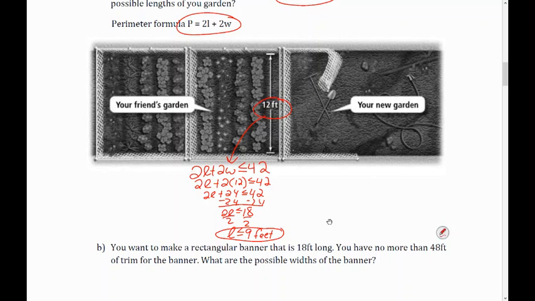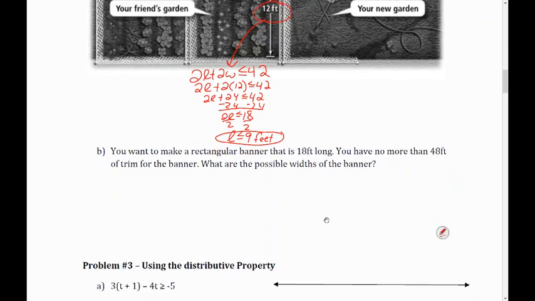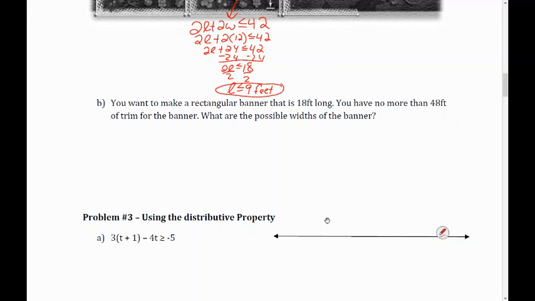You make a rectangular banner that is 18 feet long. It says you have no more than 48 feet of trim for the banner. What are the possible widths that we can make the banner? Again, this is a perimeter question, so we're using the 2L plus 2W. It says that it's 18 feet long, and we have no more than 48 feet of trim. Okay, so we need to use less than or equal to 48. We want to go ahead and take our length and plug it in with 18.